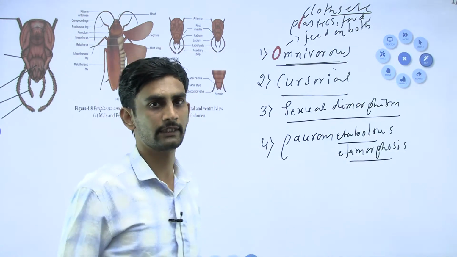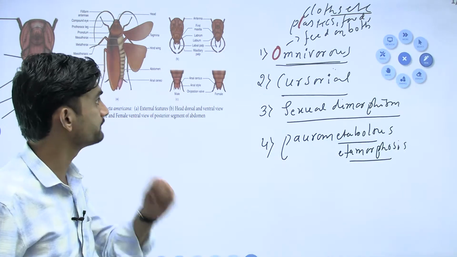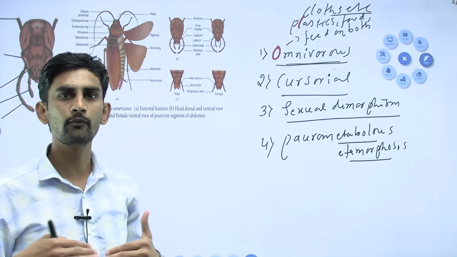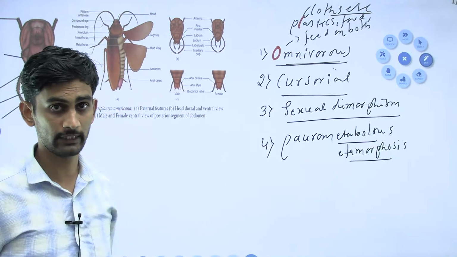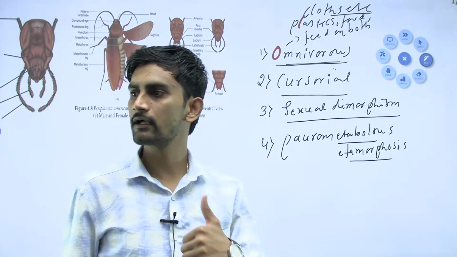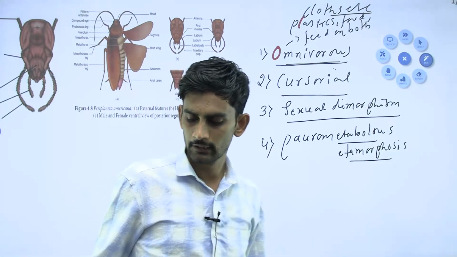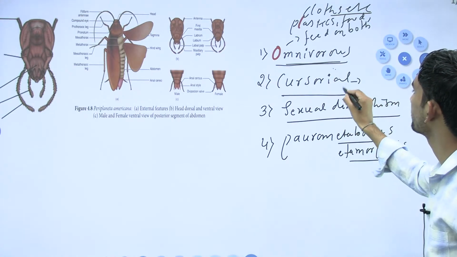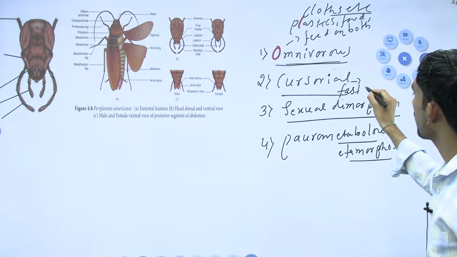Omnivorous in the sense that these animals feed on both plant as well as animal material. Then followed by, you have to remember what is meant by cursorial type of habit. Cursorial type of animals we can commonly call fast runners.